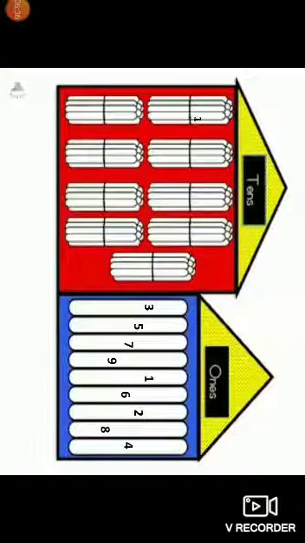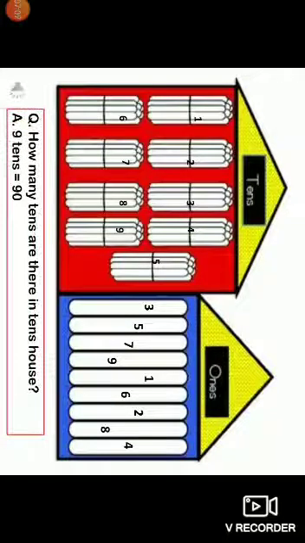1, 2, 3, 4, 5, 6, 7, 8, and 9. So, how many tens are there in ten's house now? 9, right? So, we can also say that 9 tens. So, there are 9 groups of tens living in ten's house. So, 9 tens makes 90.